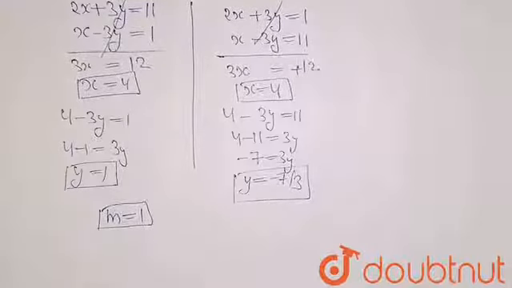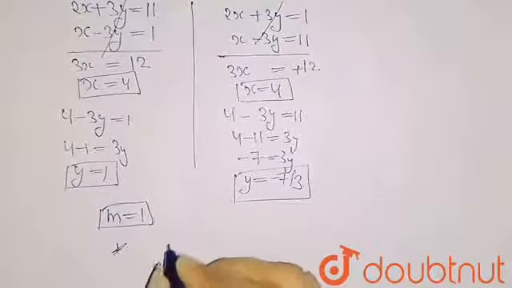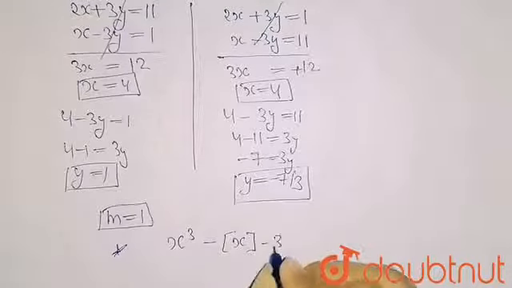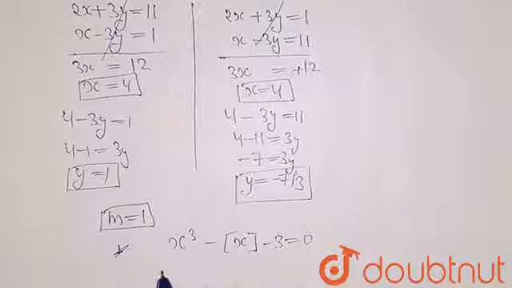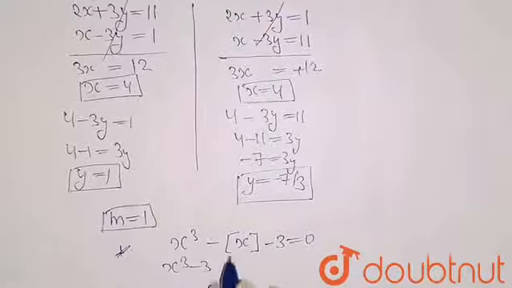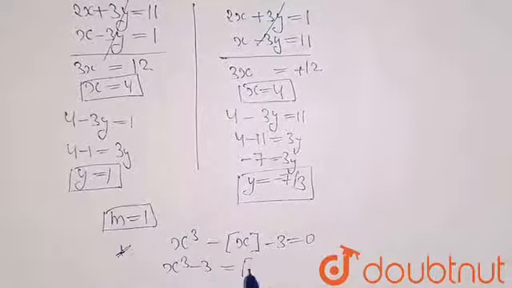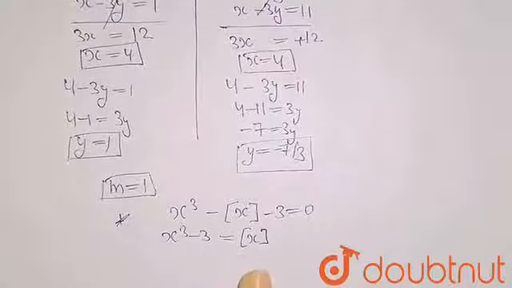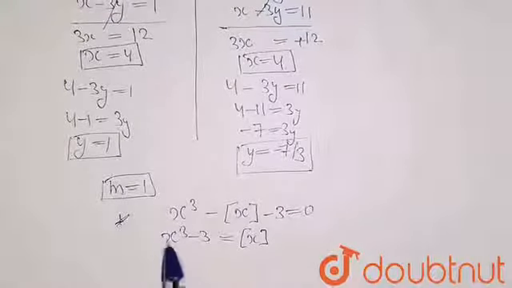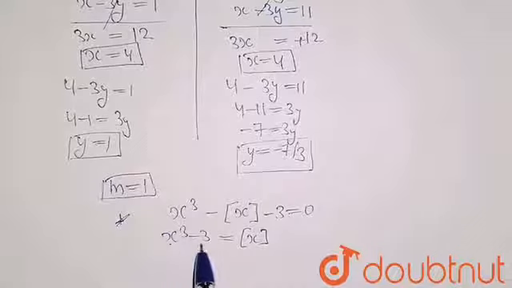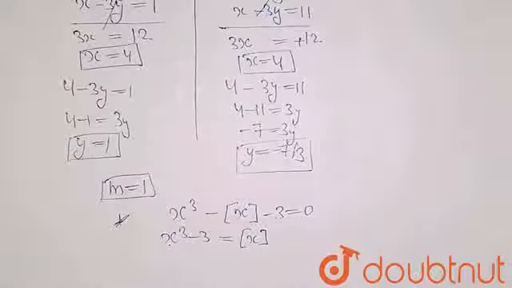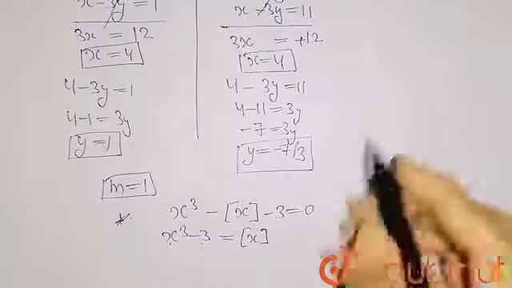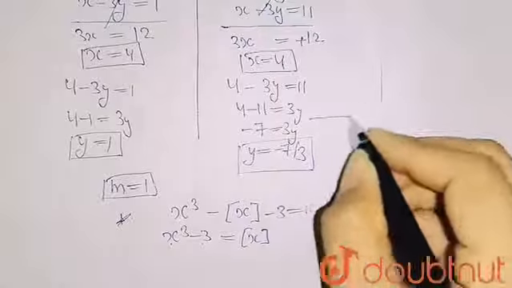Now my second equation is given: x cube minus greatest integer function of x minus 3 equals 0. Here you can write this as x cube minus 3 and take your greatest integer function to that side. So x cube minus 3 equals the greatest integer function. Now when you put 0 here in this part, you will get 0 minus 3, it will be minus 3.